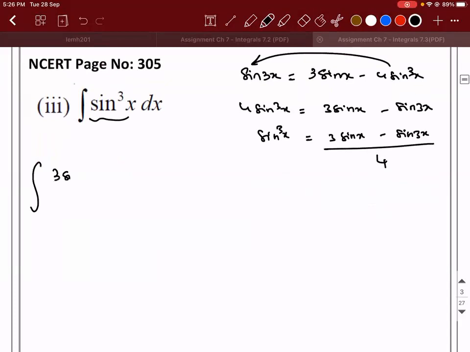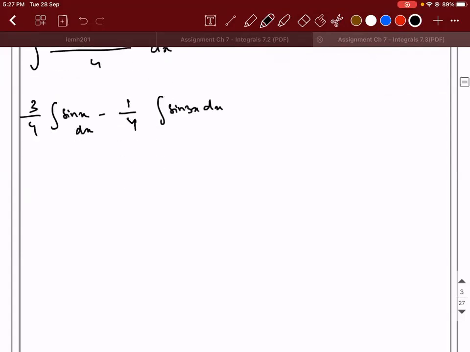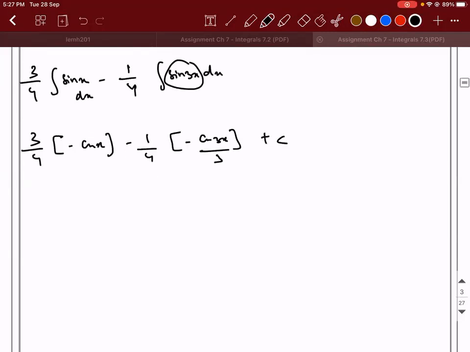So the integral of 3 sin x minus sin 3x, the whole divided by 4, times dx. So what will you get? 3 by 4 into the integral of sin x minus 1 by 4 into the integral of sin 3x dx. So the integral of sin x is minus cos x, minus 1 by 4 into the integral of sin 3x, which is minus cos 3x the whole divided by 3, plus c.